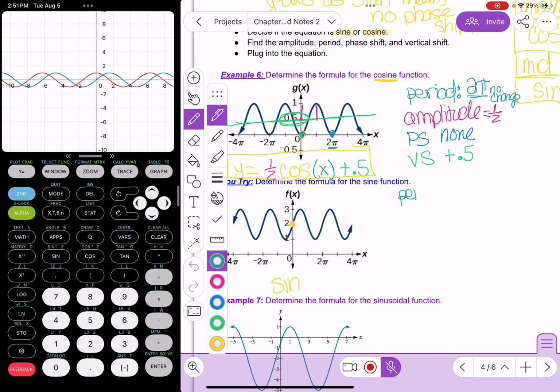So then we find our period. So from that middle, we have to go up, all the way down, and then up again. So by the time we get there, that's 2 pi. So that's our normal period. So that's just a regular x.